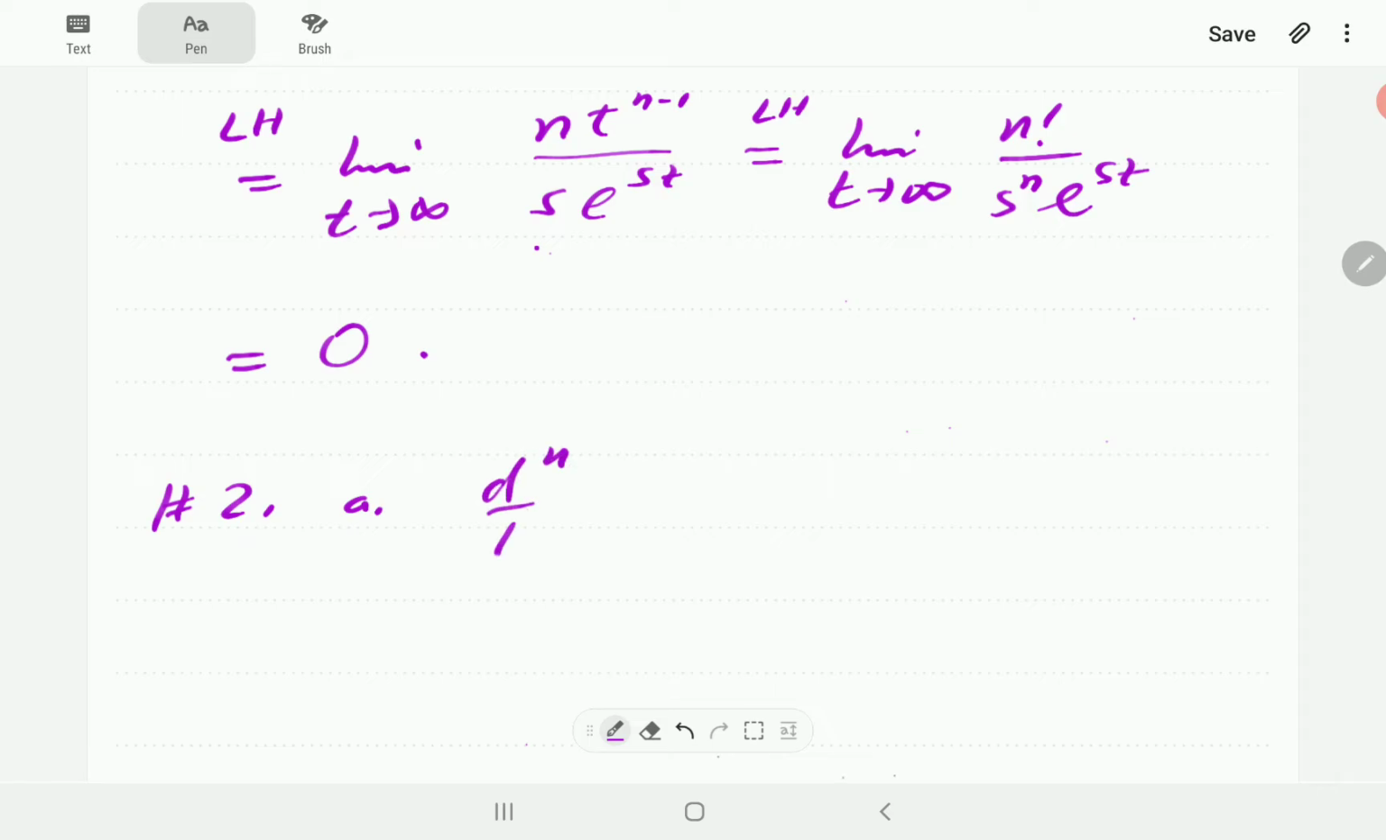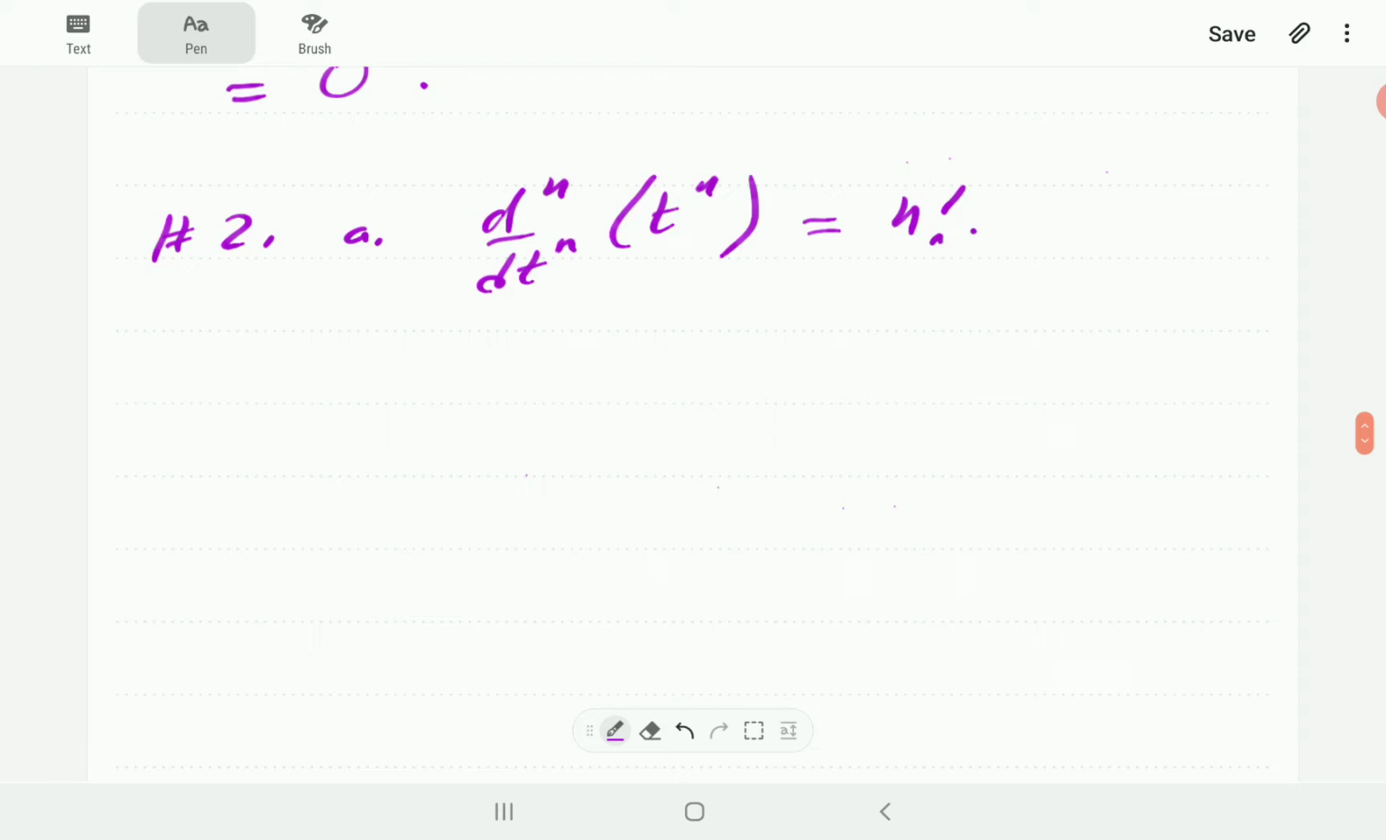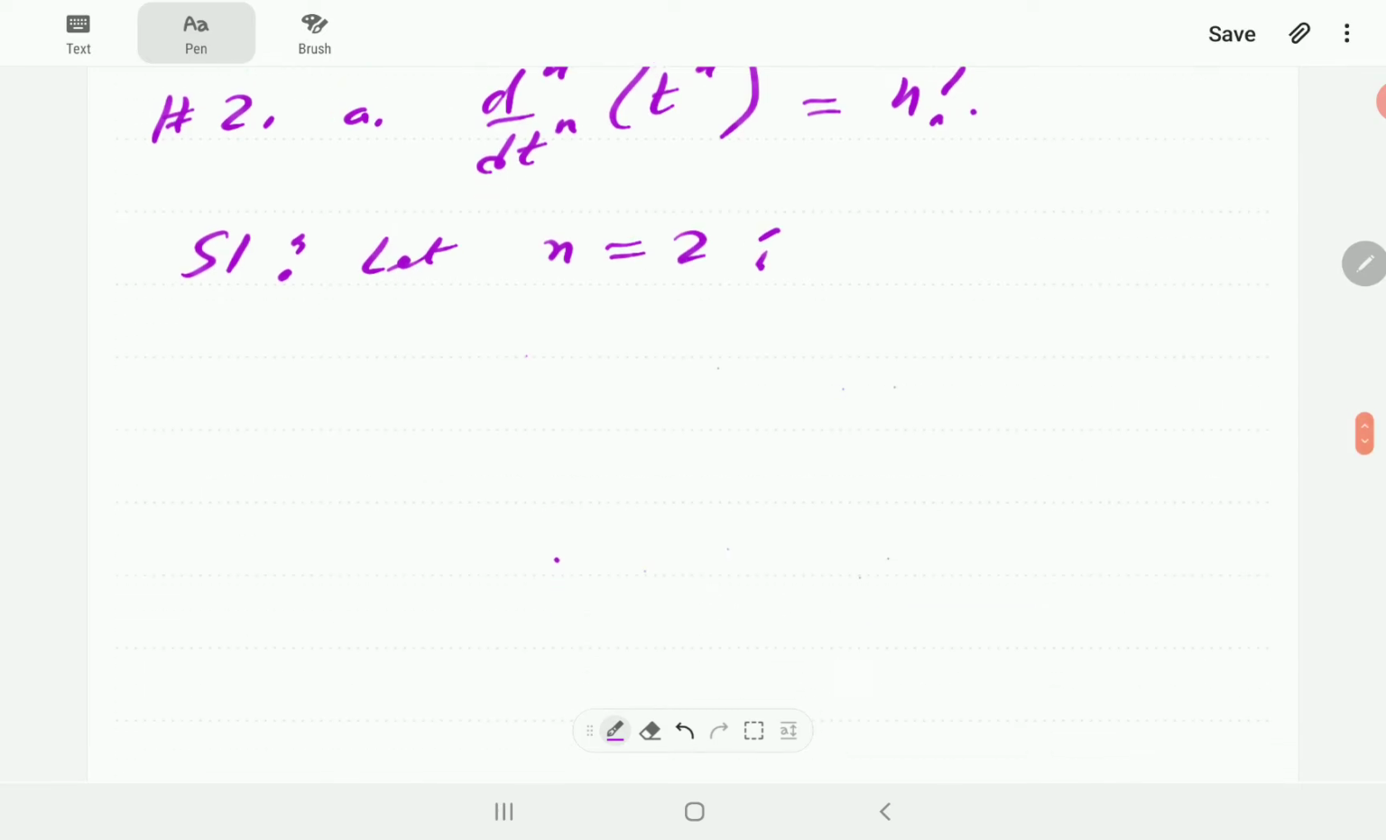So the next thing we're going to want to do is prove this formula that we've just used. So the nth order derivative of t to the power n is n factorial. We're going to use mathematical induction to do this. So in mathematical induction, we've got 3 steps. In the first step, we are going to want to check whether this formula is true for some value of n. We can choose any value. We're going to let n be equal to 2.